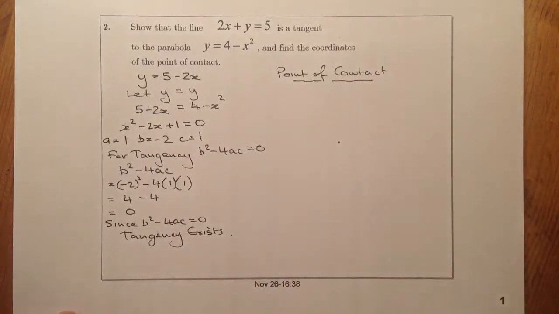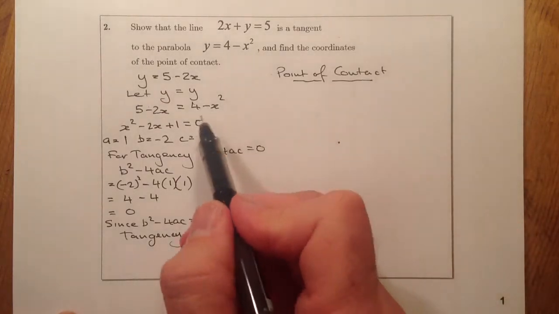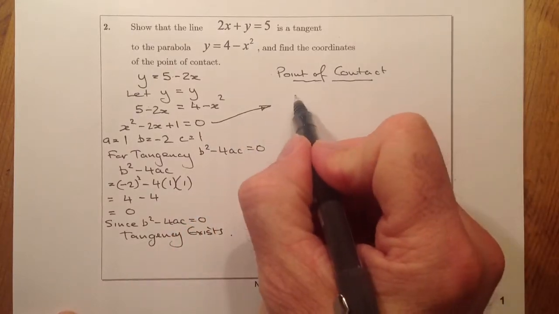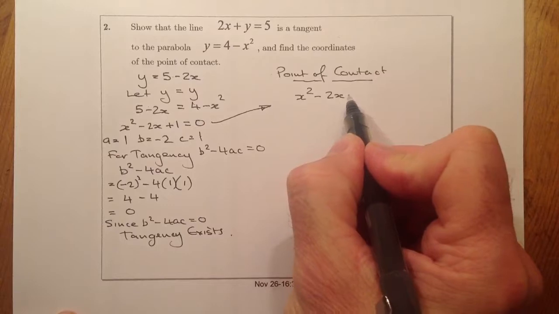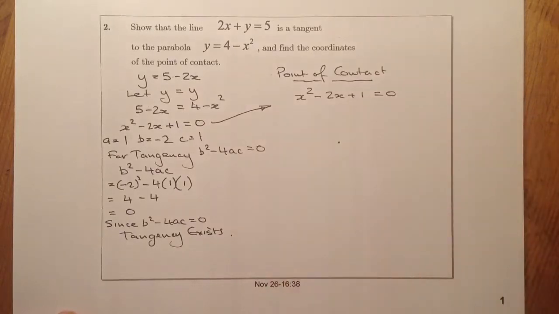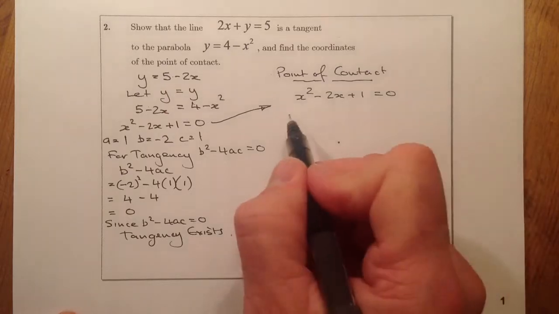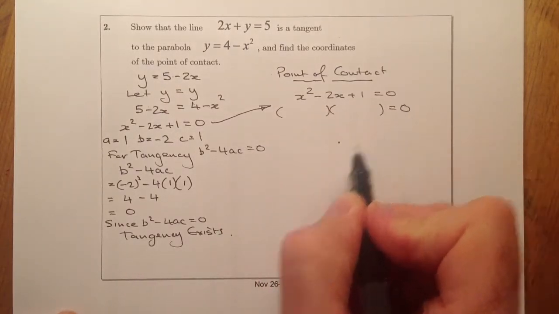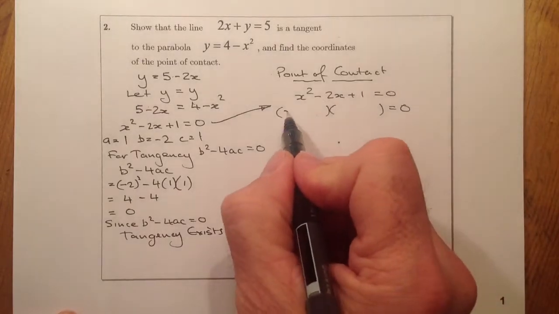Okay. For the point of contact, I'm going to go back to here and take the quadratic expression out. I'll factorise that and try to work out my x coordinates from there. You can use any method that you know to factorise, and from here I'll just put it into two brackets.